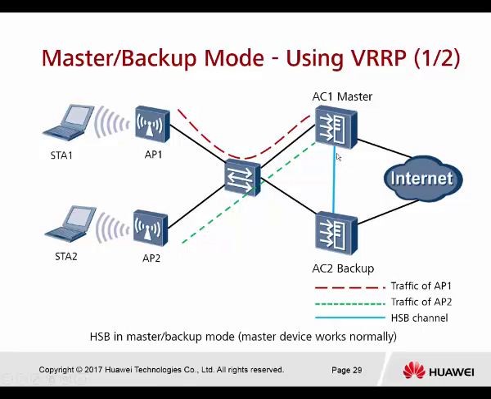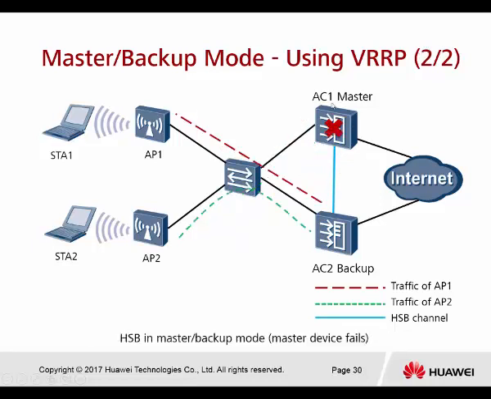And the blue color link here is running the HSB. So when the master fails, okay, this is already down, all the APs will connect to the backup AC. Okay, AC number 2. This is the backup.